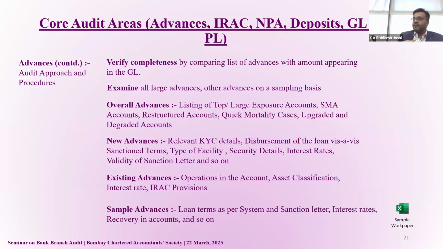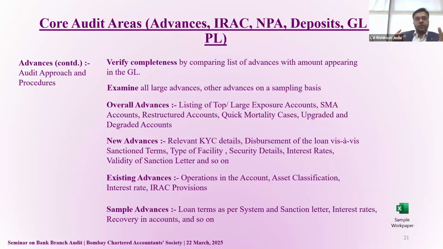Then other ways could be your NPAs. If you obtain the list of NPAs, and if you can see that there are some quick mortality cases. Quick mortality cases means the account turned NPA within 1 year of being sanctioned. So is there any particular kind of trend that the branch has, or is there any kind of weakness in their internal controls? Immediately these are your indicators towards a weaker system in the branches.